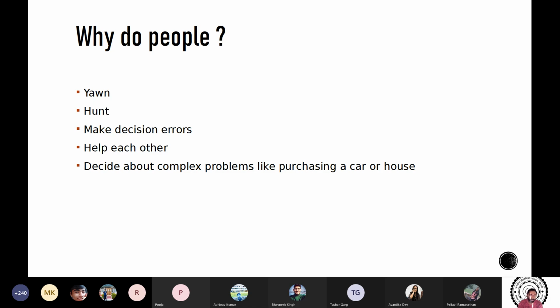So we yawn, we hunt, we make decision errors. Decision errors are not recent. Decision errors are something that we have always made. We also help each other. And by the way, we are going to cover many of these things in the course. And we also, in modern days, decide about complex problems. I say modern days to mean days in which we have a society, and we have other kinds of social systems, including technological systems, and a sense of community, a sense of economics where purchase as a word makes sense. So this is what I call modern times.